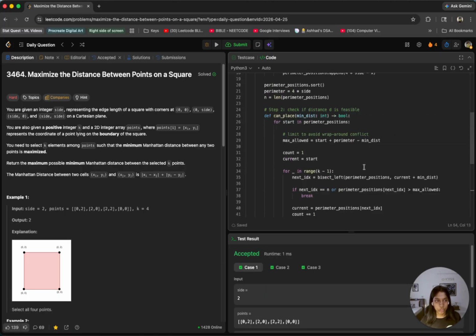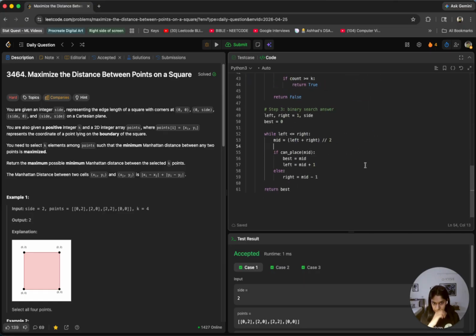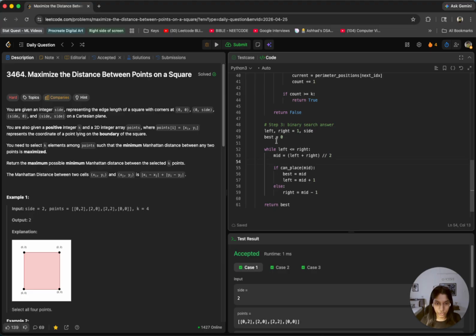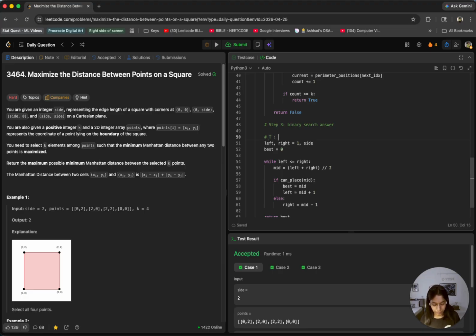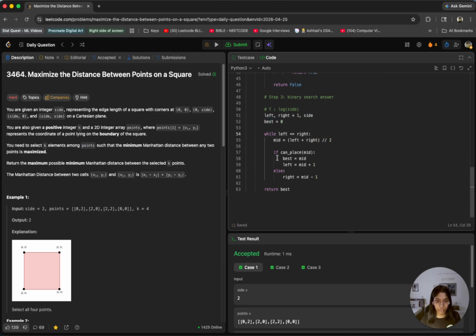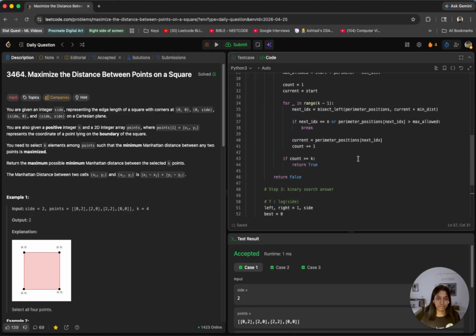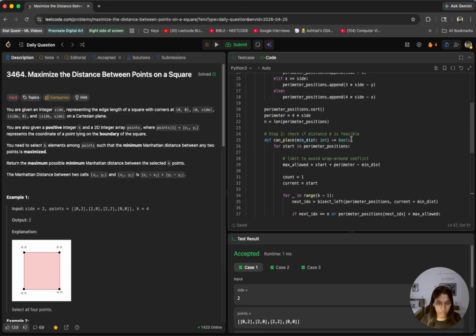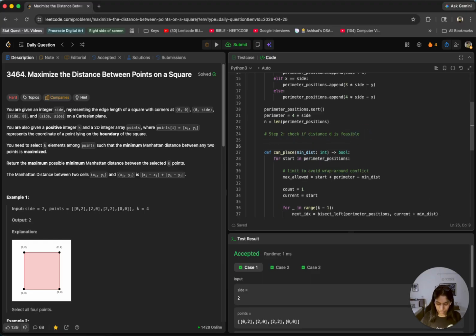So let's go ahead and look at the time complexity of this. What we're doing is a binary search from 1 to side. So the time complexity of this is a log of side. It's a log n, but here, since our maximum value is side, it's a log of side. And from this, I'm calling a can place. So let's look at how much time this is taking, okay?